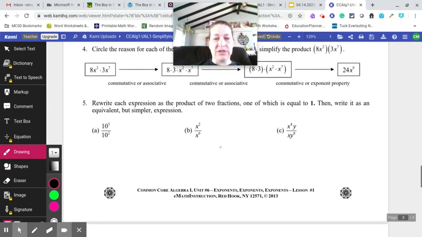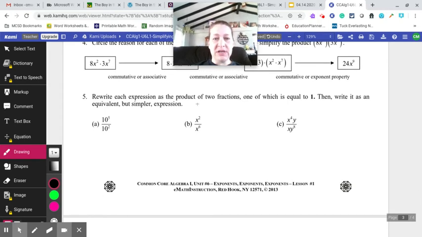Okay, let's look at question number 5. Rewrite each expression as the product of 2 fractions, one of which is equal to 1. Then write it as an equivalent but simpler expression. Okay, so we have 10 to the 5th divided by 10 to the second. When we divide, we actually subtract the exponents. 5 minus 2 is 3, so 10 to the third. And we can leave it like that.